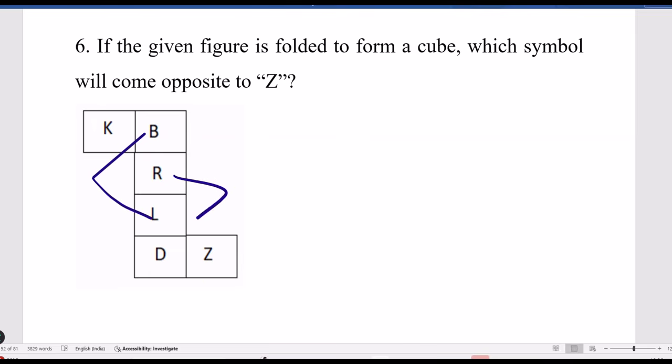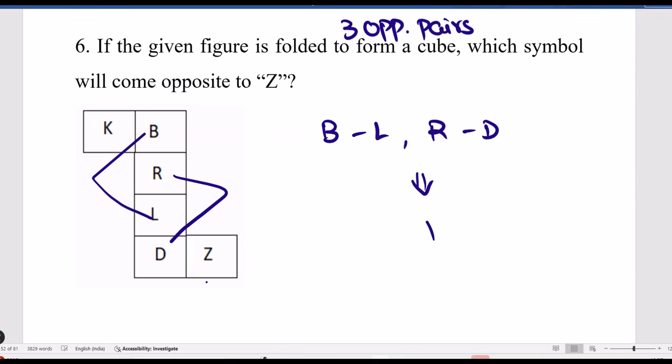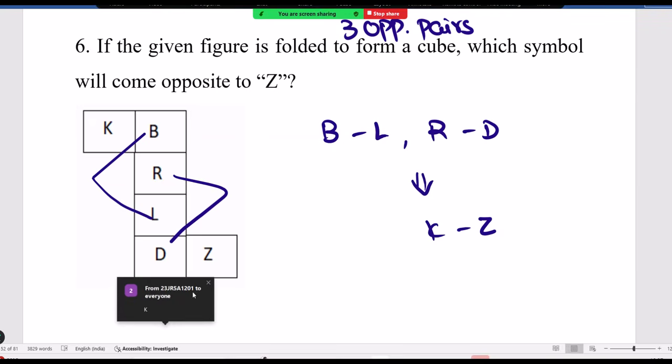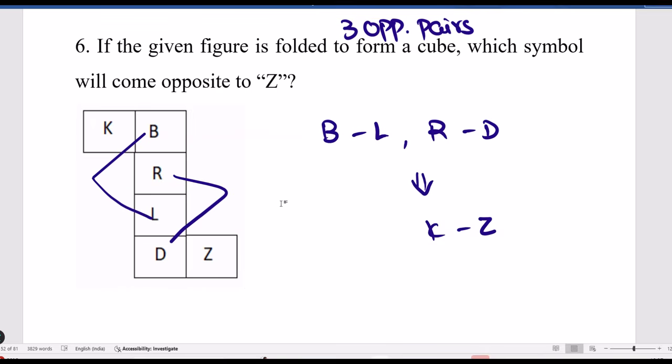BL opposite, RD opposite. BL is an opposite pair, R and D are an opposite pair. We have three opposite pairs. When you know two pairs, whatever is left over must be the opposite pair only. K and Z are opposite. So Z opposite is K. Correct. Z opposite K. Perfect. Z and K are opposite.